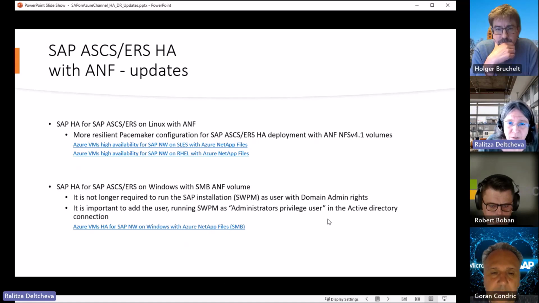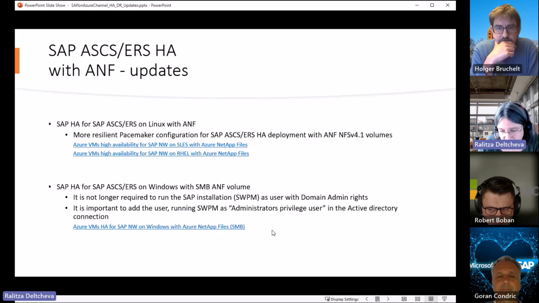So you can go into your ANF configuration in the Active Directory connection, and you can specify there in the configuration the user which will run SWPM as a privileged administrator's privileged user. And once you do that configuration, you will be able to use SWPM without running into a problem, and you don't need to have domain admin rights. So for those customers who are using SMB on ANF on Windows, very nice gain here, very nice feature.